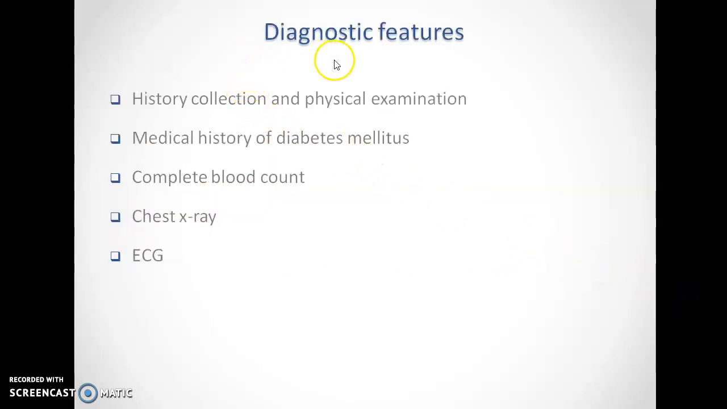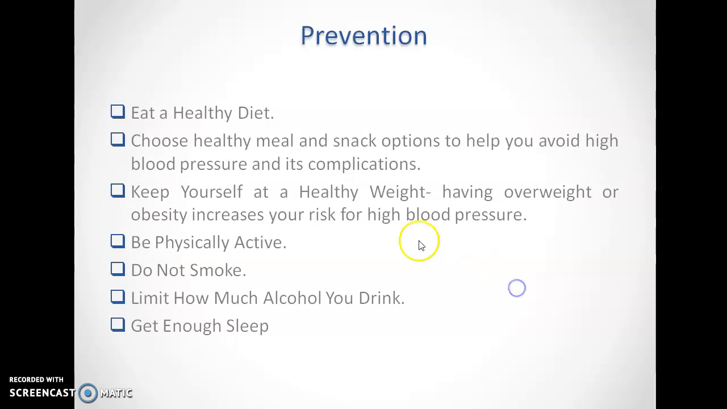Next, there are various diagnostic features of hypertension. First is history collection of patient and physical examination of patient. Then medical history of diabetes mellitus, complete blood count, chest X-ray, and ECG. On the basis of these diagnostic features, one can identify whether the individual is suffering from hypertension or not.